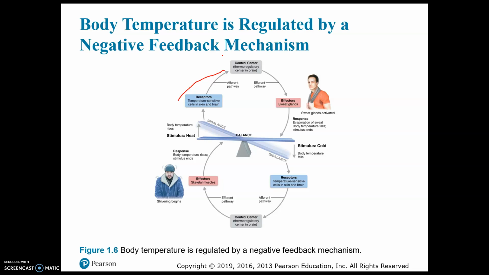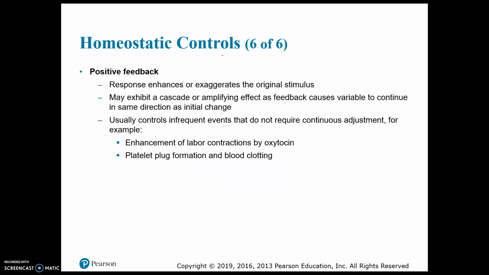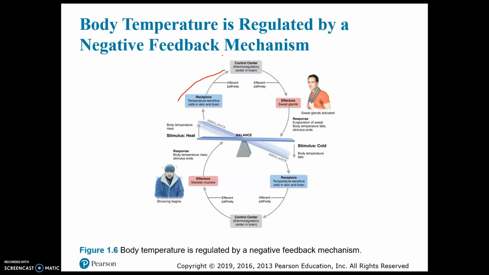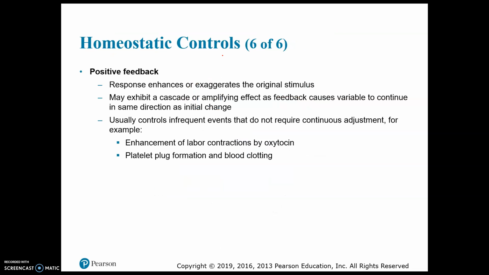The information is going to cause you to sweat more, and then evaporation of that sweat is going to lower the body temperature. So the response is to lower the temperature. The stimulus was high temperature. The response is to lower it. So that is negative feedback. And then you can look at the example where the body temperature falls on your own. This slide is slide number 53.